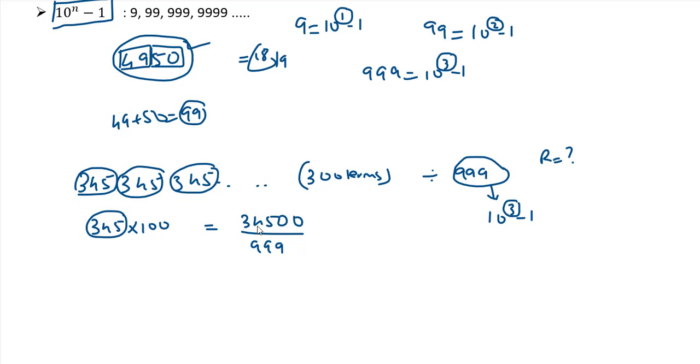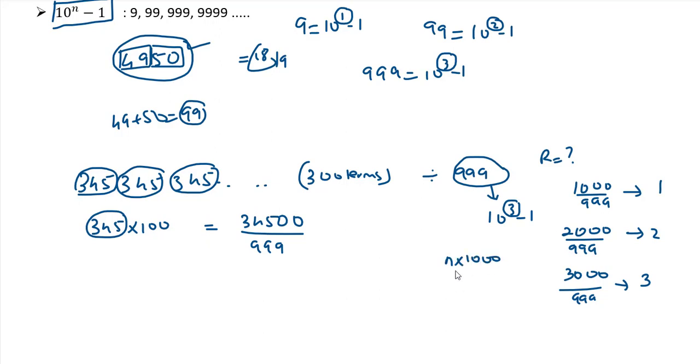So how do we divide this number by 999? Consider this. 1000 when divided by 999, the remainder is 1. When 2000 is divided by 999, the remainder will be 2. When 3000 is divided by 999, you will find that the remainder is 3. So if you observe the pattern, if n,000 is divided by 999, the remainder will be equal to n.